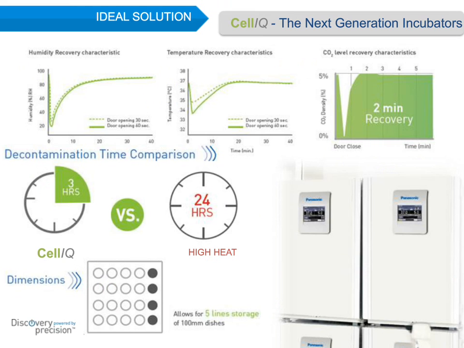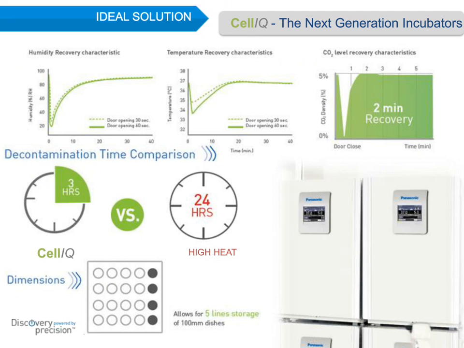Because the cells need to maintain a homeostatic environment, and to do that, we really have to have precise environmental factors. So recovery after door openings or after you've actually used your incubator is something people don't really think about, because they shut the door and just want to forget about it. But actually getting back to the proper homeostasis is really important. So again, using our Panasonic technology, we can provide those environments very quickly.